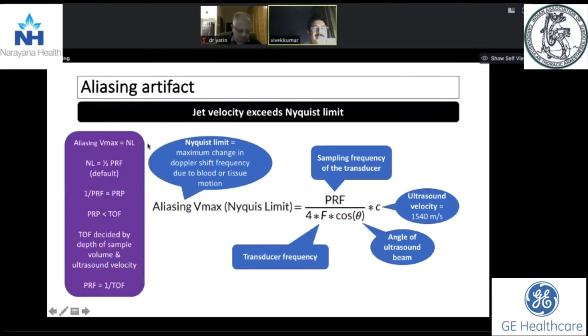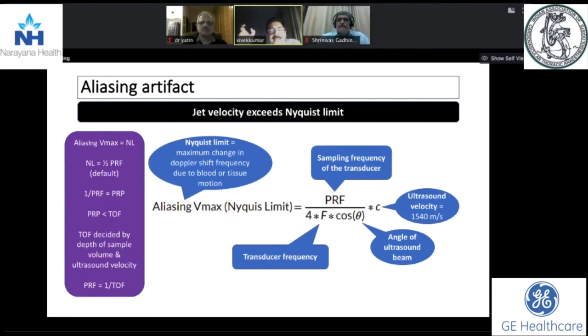So coming to a slide which is actually full of MCQs, the aliasing Vmax is known as the Nyquist limit. Nyquist limit is by default in the machine half of the pulse repetition frequency. One by pulse repetition frequency is the pulse repetition period. So if my transducer is firing 100 pulses a minute, the gap between the pulses will be the pulse repetition period. And if it is firing only 50 times a minute, the gap between them will be the pulse repetition period. And it is understood that if you are firing only 50 times a minute, the period between the two firings is going to be much more than the period between 100 firings.